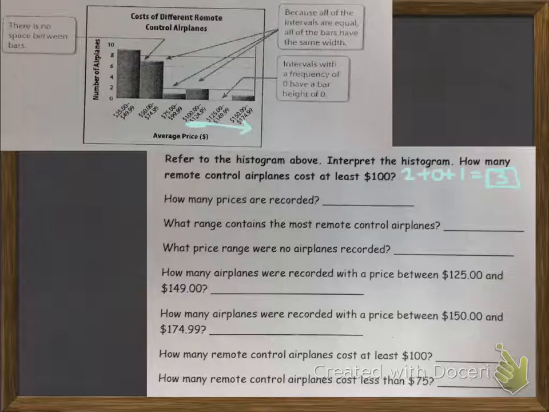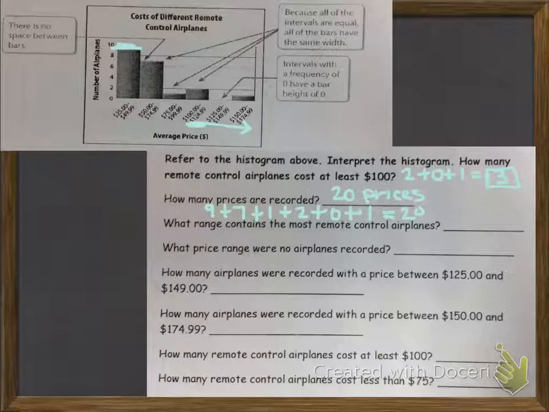Then to see how many prices are recorded, we look at the height of every single interval, because those are our prices recorded. The first interval has a height of 9. Then our second interval has a height of 7. Third has a height of 1. Fourth has a height of 2. Fifth has a height of 0. And our last interval has a height of 1. When we add those all together, we get 20. So that means 20 prices were recorded.